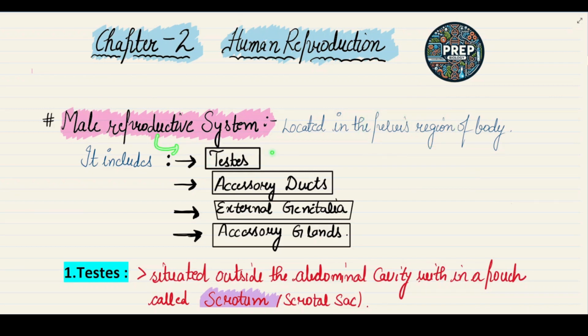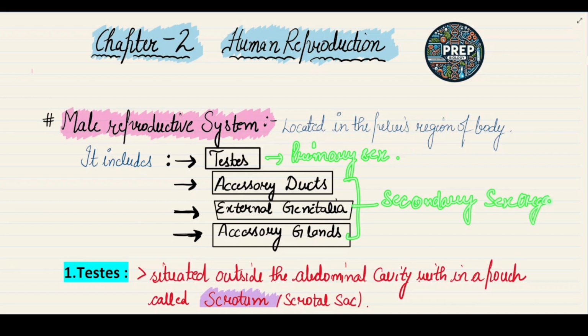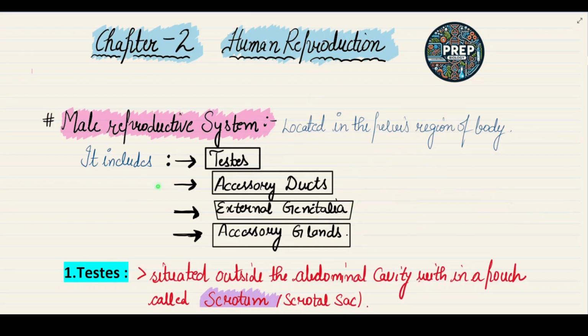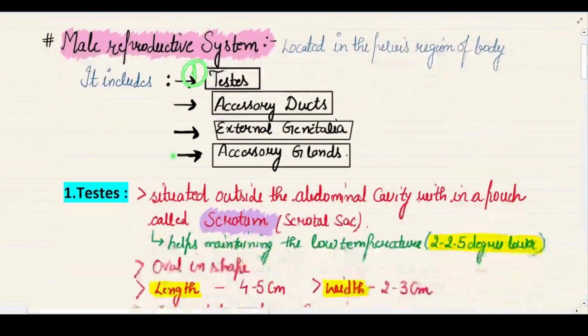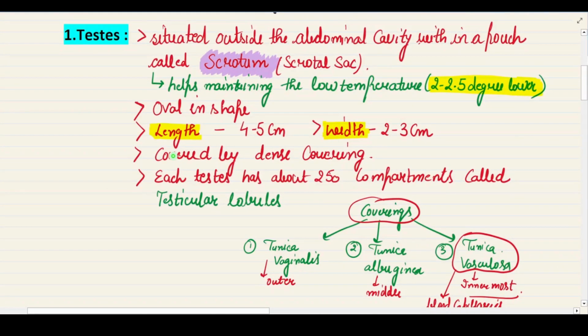The male reproductive system includes mainly four categories. First is the testis, second accessory ducts, third external genitalia, and the last one is the accessory glands. We know that the testis is the primary sex organ, and all these other three are the secondary sex organs of the male. So note it down carefully. Let us start with the testis, which is the primary sex organ in the male.